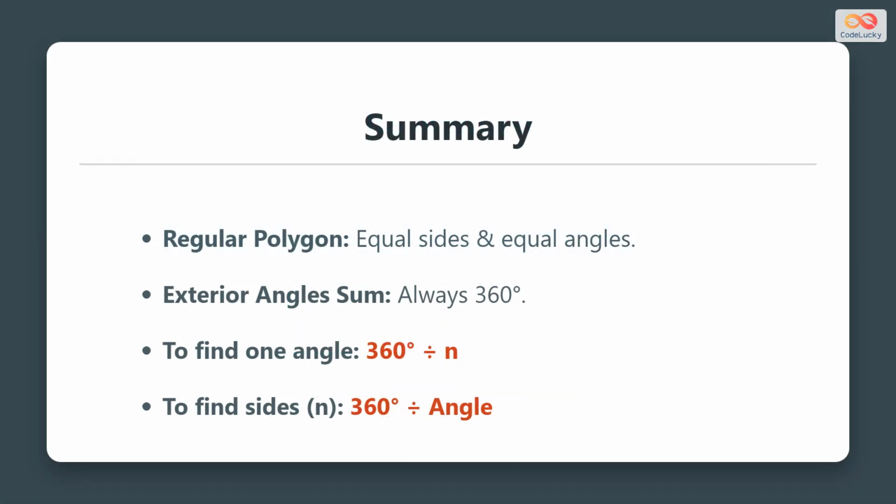To summarize, remember that regular polygons have equal sides and angles. The sum of exterior angles is always 360 degrees. To find a single exterior angle, divide 360 by the number of sides. To find the number of sides, divide 360 by the exterior angle.